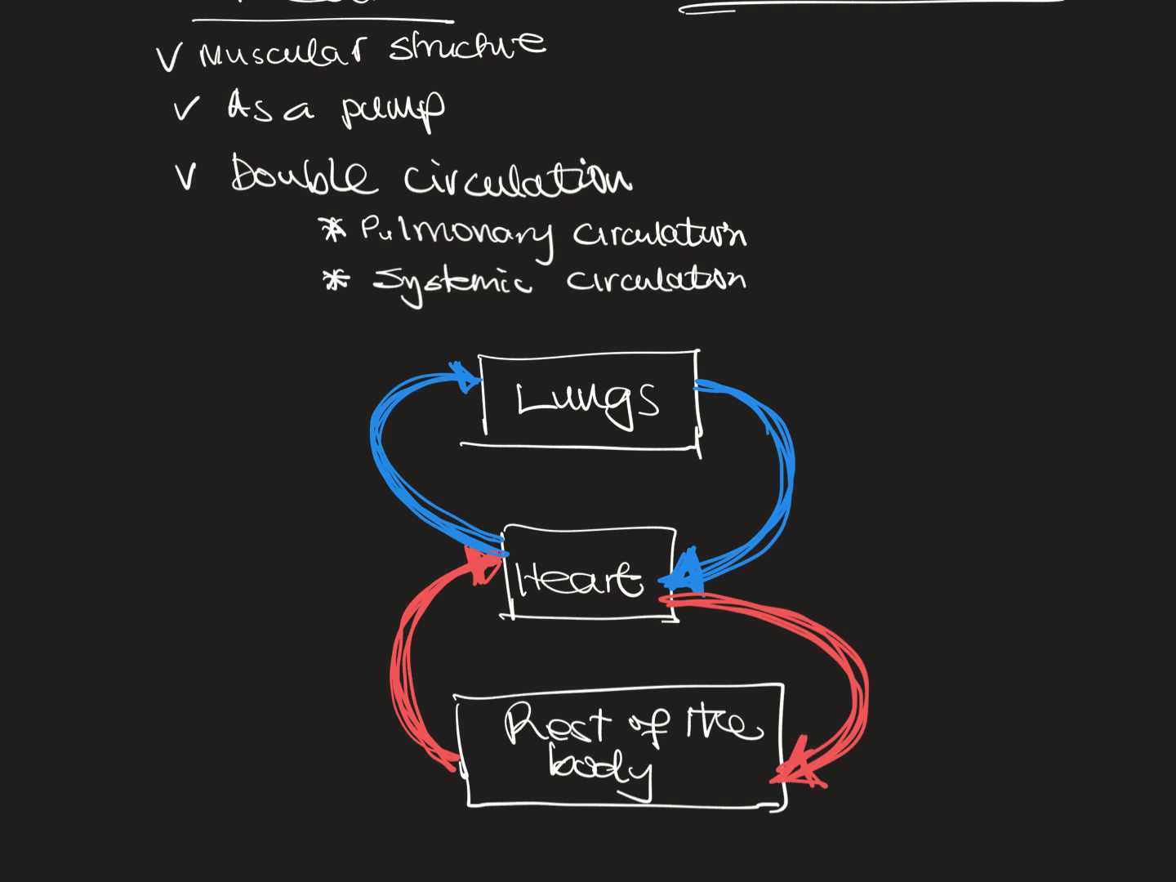So this is why double circulation is needed. The blue is called the pulmonary circulation. And the red is the systemic circulation.